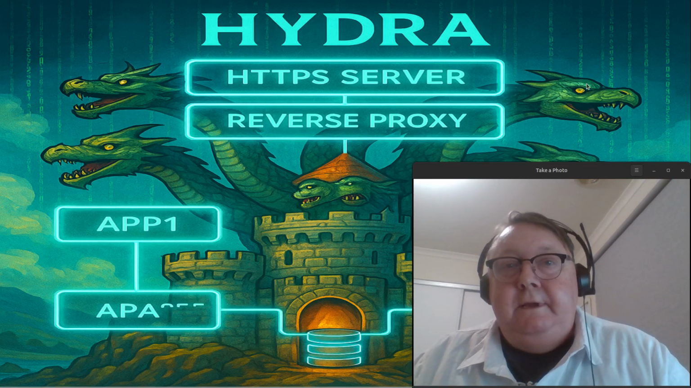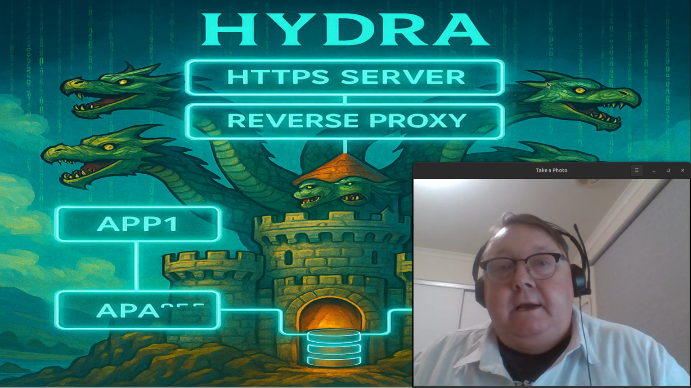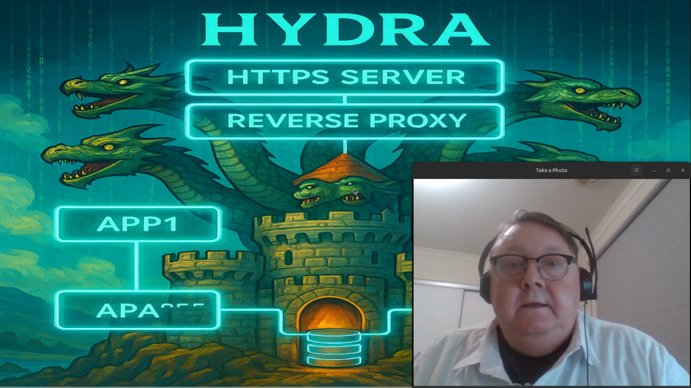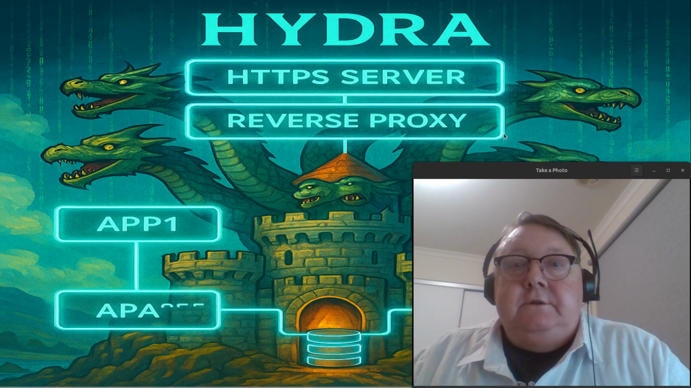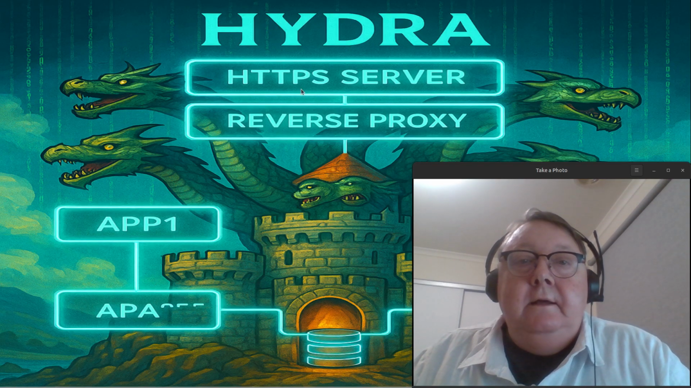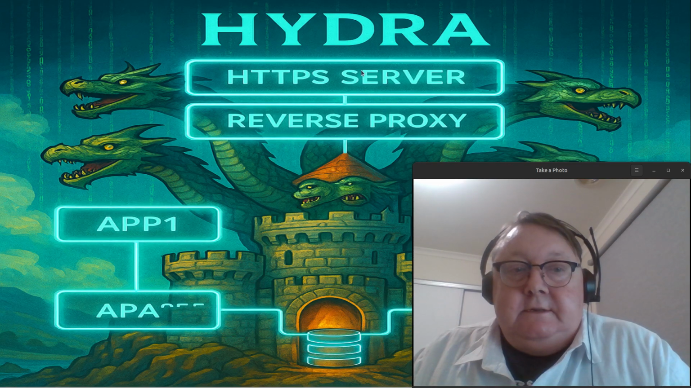Today's talk is going to be about a design pattern that works well with Docker containers. I call this one the hydra. It's got a layer that deals with the internet, an app layer and an information layer.